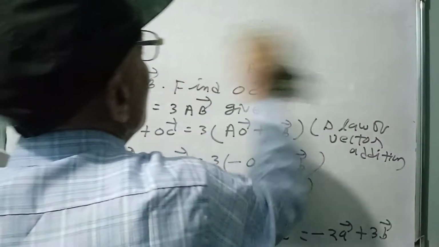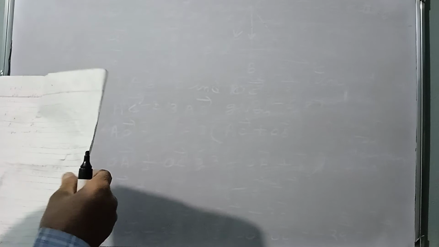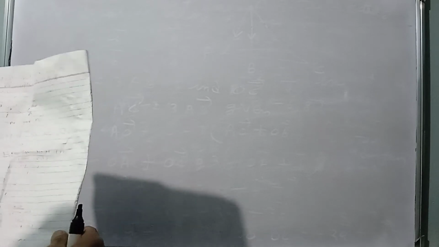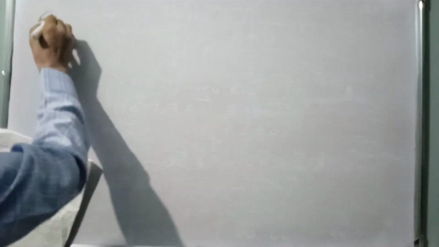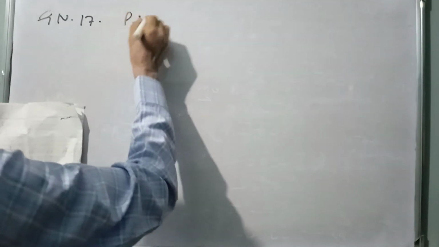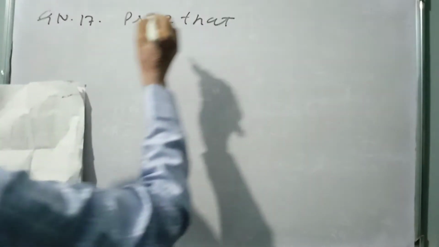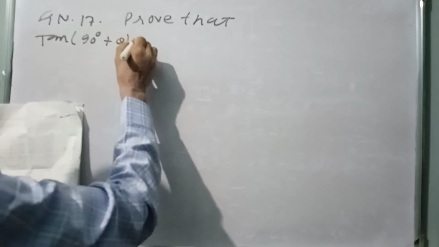Question number 10B. Another question which you can solve yourself. I am writing a question related to trigonometry. See, this one is question number 17. Prove that tan 90 degree plus theta. First let me write down the question.